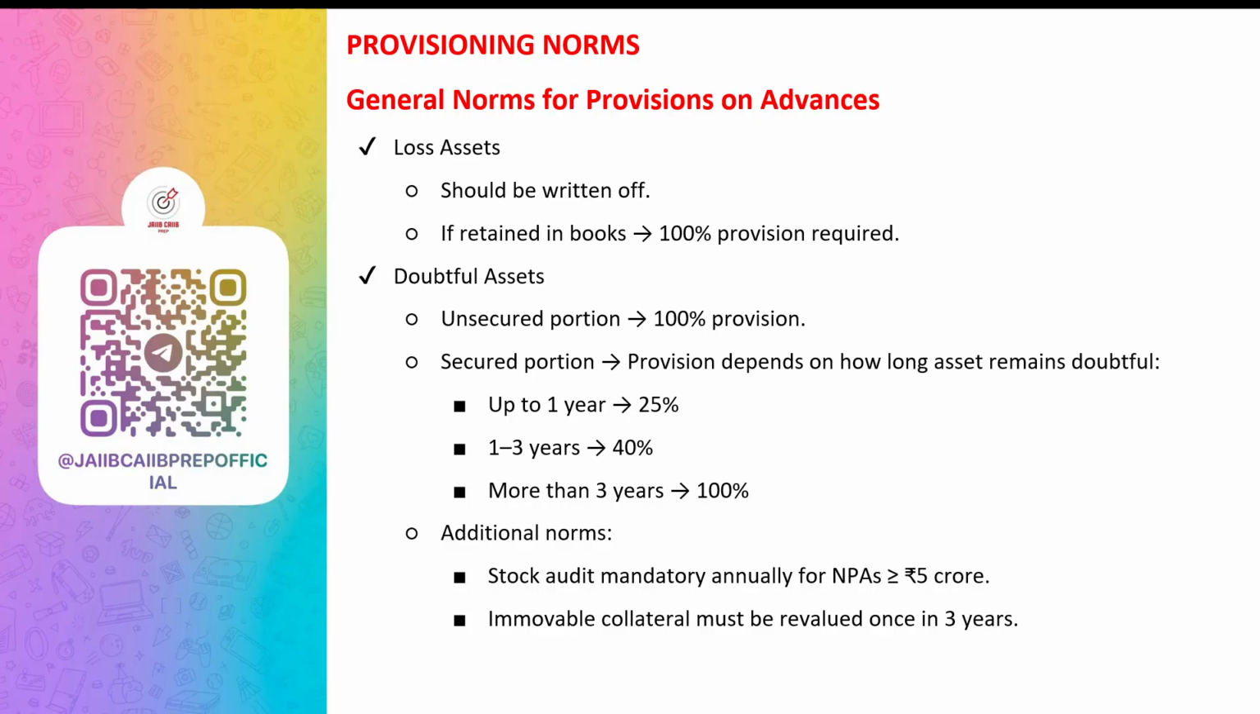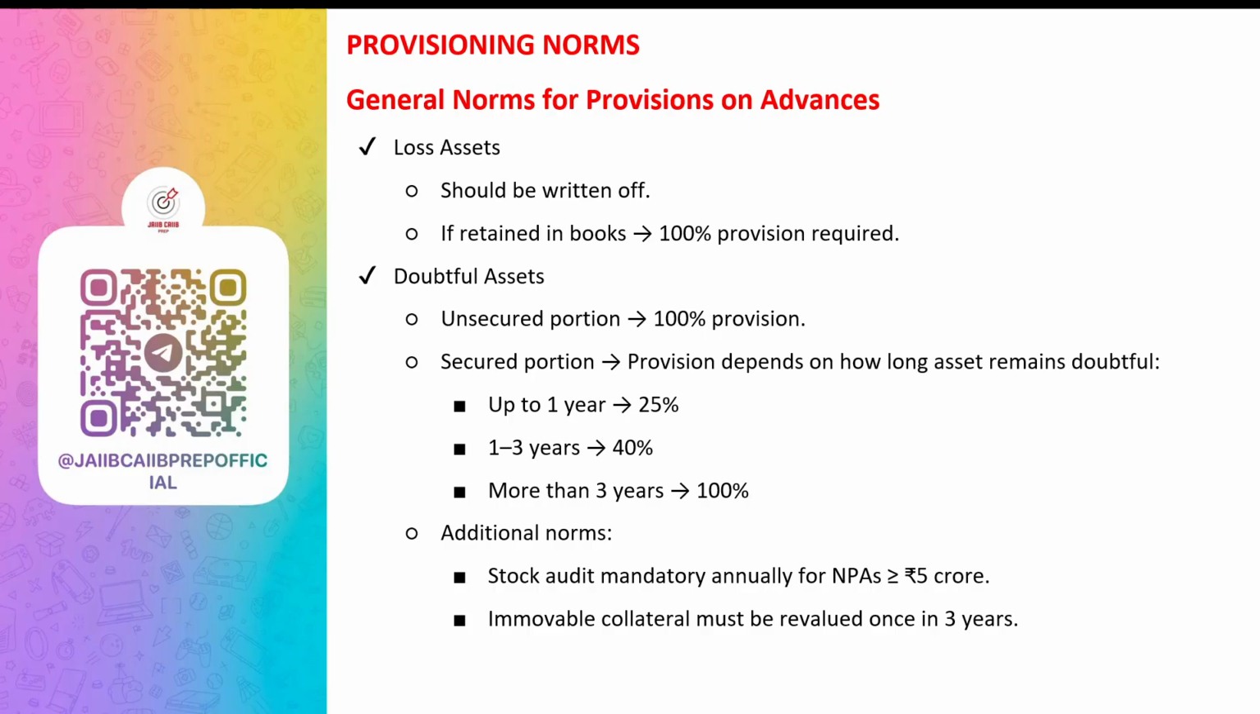General norms for provisioning. So now let's understand the provisioning norms. Basically, there's a risk that the borrower will not repay, and if repayment does not happen, the asset becomes a non-performing asset. To deal with such a situation, RBI has laid down provisioning norms. These are the rules for banks to set aside a certain percentage of money against different categories of assets.